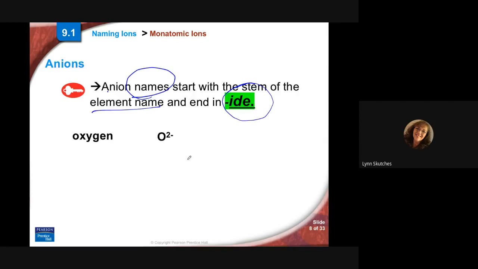But oxygen, we could say the oxygen anion, but it's easier to say oxide. When you see the -ide ending, you're supposed to know it's the anion. Chlorine, I already talked about this, I think, on Tuesday. The chlorine anion is chloride. We don't say sodium chlorine, we say sodium chloride.